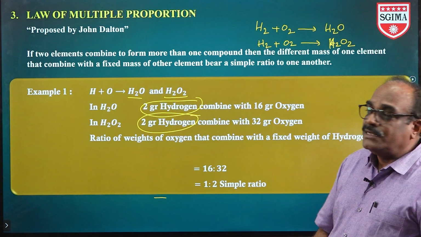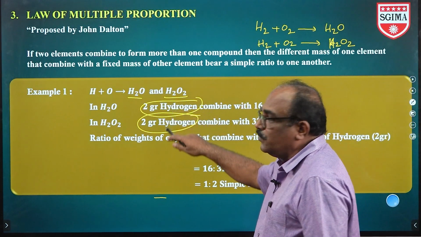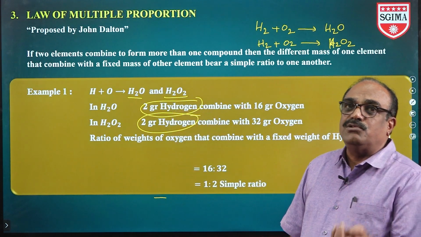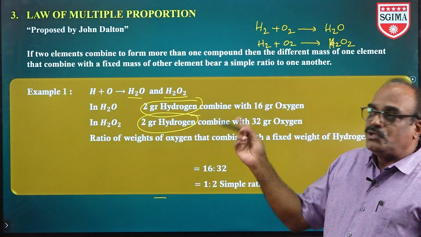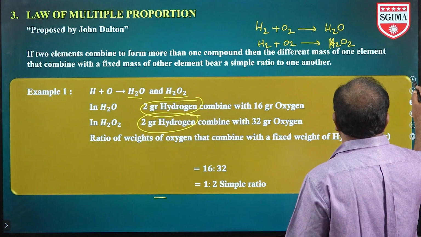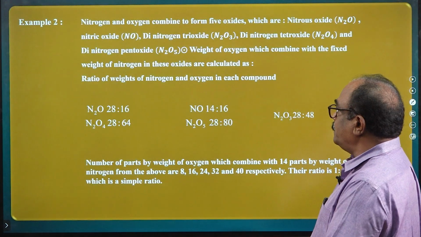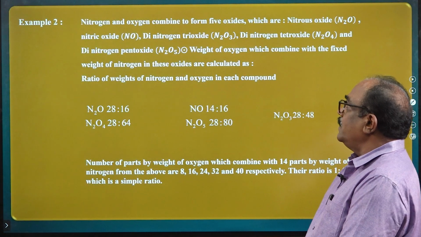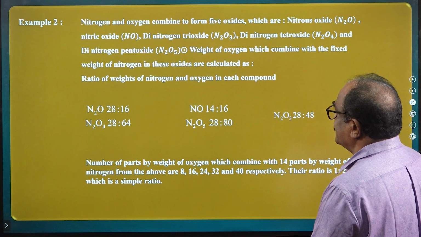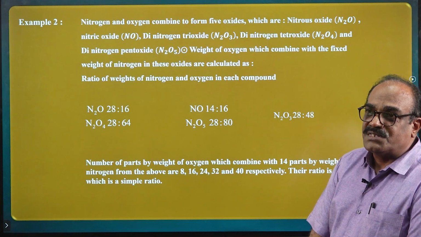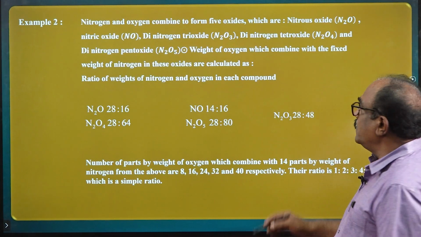But please remember, you need to fix the weight of one element. Then you need to verify the weight of the other element that is going to produce two different chemical compounds. Let us verify this with the help of one more example. Nitrogen and oxygen combine. Nitrogen and oxygen, when combined, produce 5 different chemical compounds.